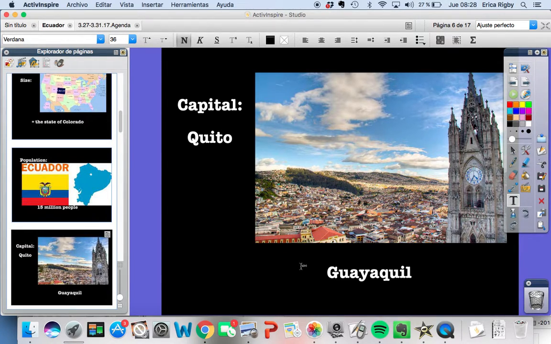However, the largest city in the country is Guayaquil. It has a larger population, over 2 million people. Guayaquil is the largest city in Ecuador.